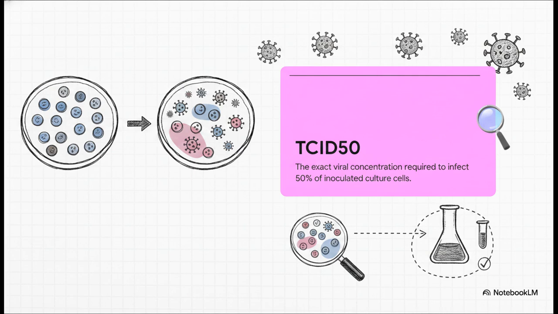Now, what if an exam question asks you to actually quantify how infectious a virus is? You'll likely see the term TCID50. That stands for Tissue Culture Infectious Dose 50%. It's the exact, precise concentration of a virus you need to successfully infect exactly half of the cell cultures you've inoculated. It's the absolute standard benchmark for measuring viral potency.